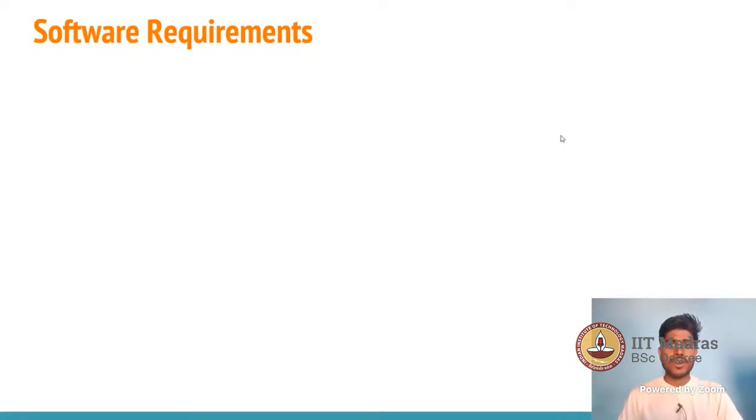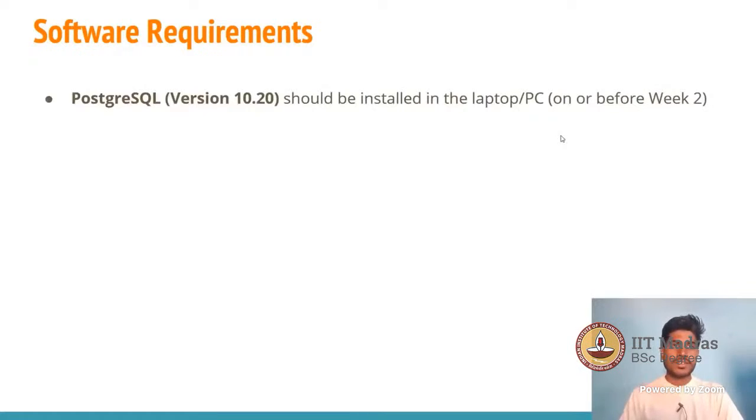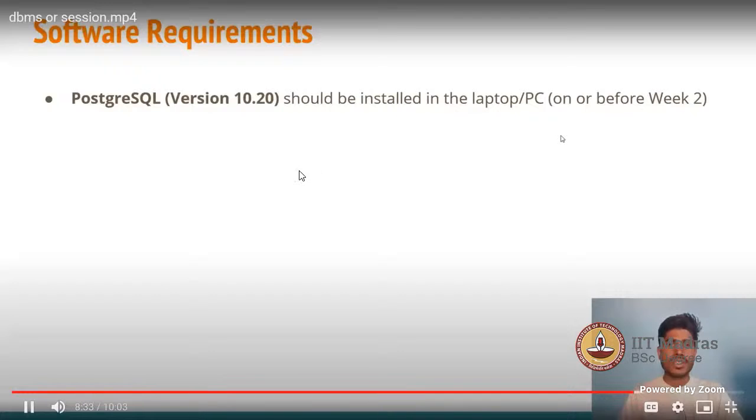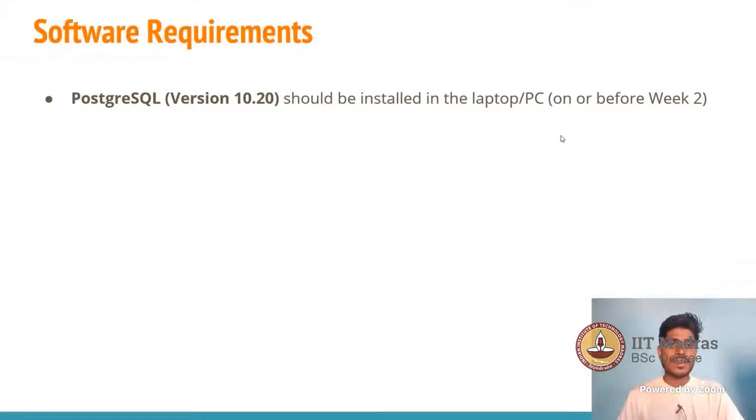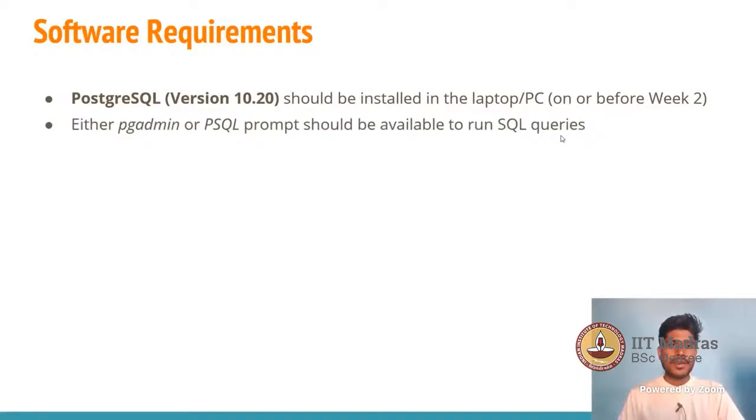Now, we will discuss the software requirements for this database management system course. For practical purposes, you need to install some software on your system. The first software is PostgreSQL version 10. You should install it on your PC on or before week 2. We prefer PostgreSQL version 10 because whatever assignments are given, we have tested in this version. PostgreSQL version 10 is available on all platforms like macOS, Linux, and Windows. You have to use either pgAdmin 4 or psql to run SQL queries.